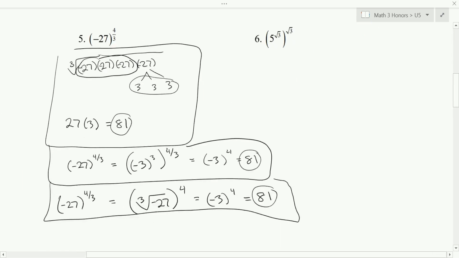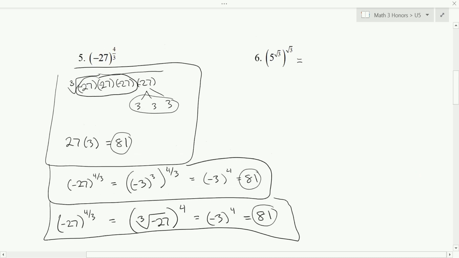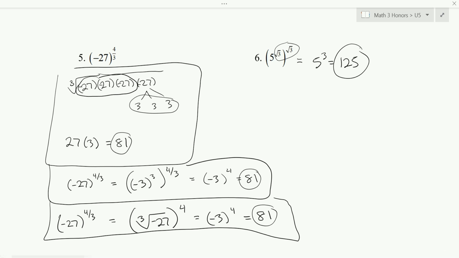Okay. So number 6, we have 5 to the power of square root of 3 to the power of square root of 3. What's that going to equal? So you multiply the roots, and you get 5 to the third, 125. And that's the only way that I can think of to do that problem. You can't change that one into radical. No fraction.